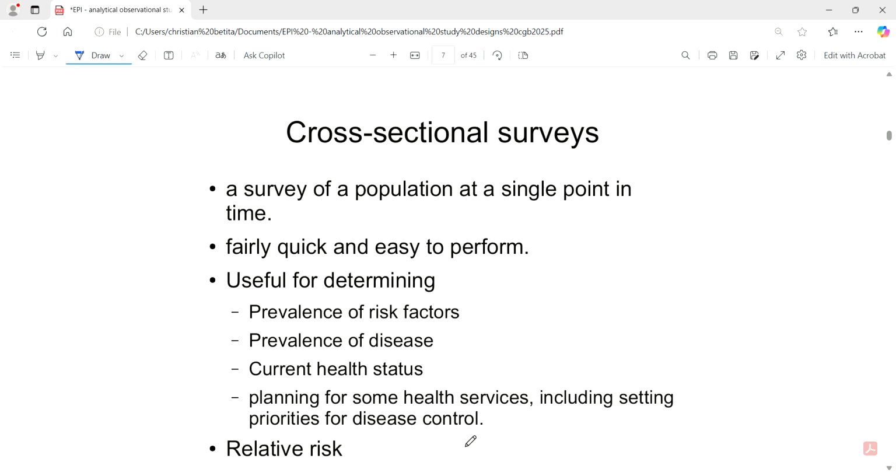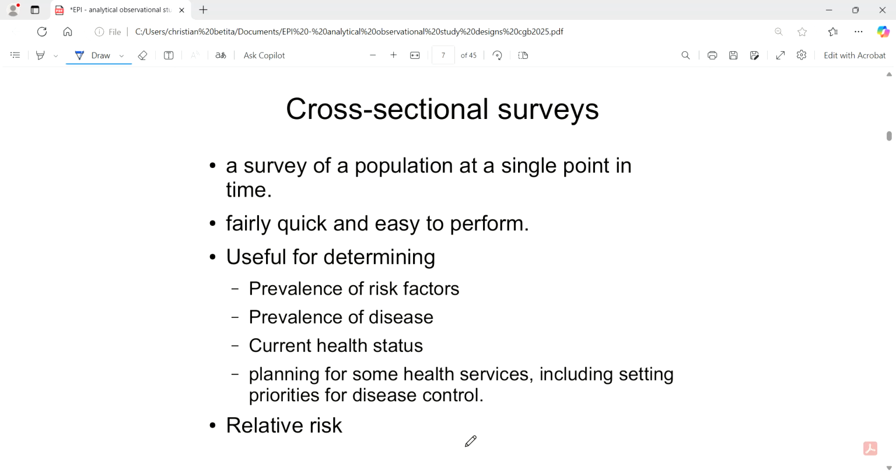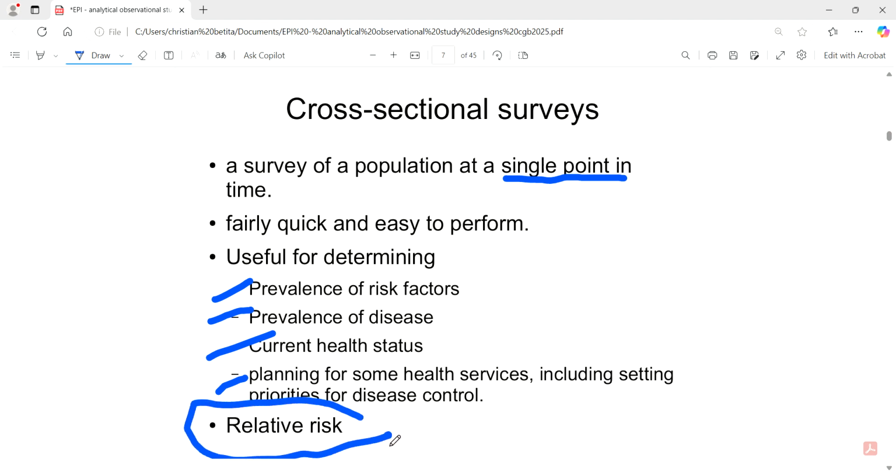So the first type of study is your cross-sectional survey. This is a survey of a population at a single point in time. So the data is collected at a single point in time, and because of that, it's fairly quick and easy to perform. It's useful for determining the prevalence of risk factors, the prevalence of disease, the current health status, and planning for some health service, including setting priorities for disease control. The measure of association that is most commonly utilized for cross-sectional study is your relative risk. And later I will discuss how to go about getting the relative risk.